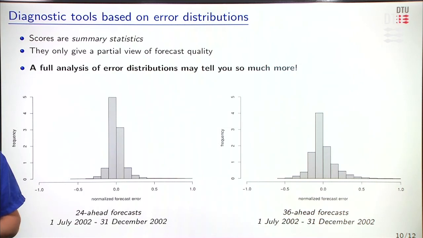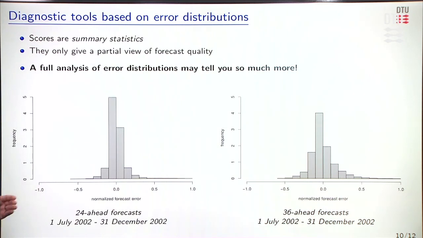Finally, one may use some diagnostic tools that are based on error distributions. Remember that we've been collecting a lot of forecasts, a lot of measurements, and now that we had all that together, we calculated scores as summary statistics. If they are summary statistics, that means they cannot give you all the information about the actual forecast quality. And you may be better off investing in a full analysis of the error distributions, and you will see that it could tell you quite a bit more.